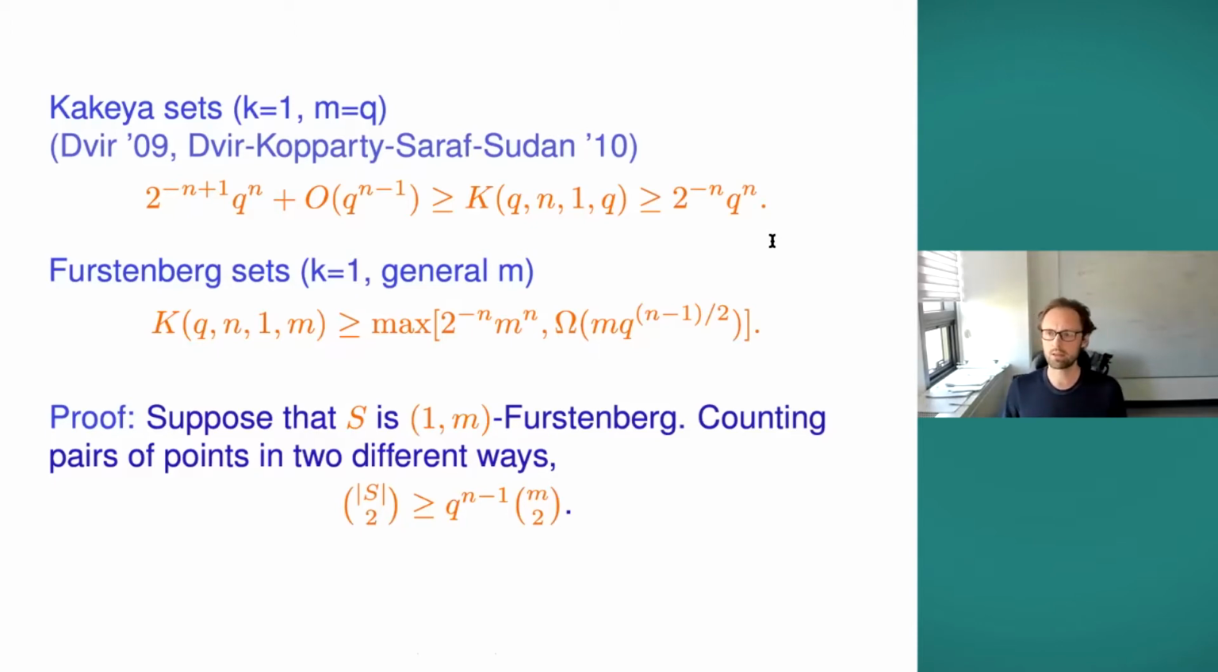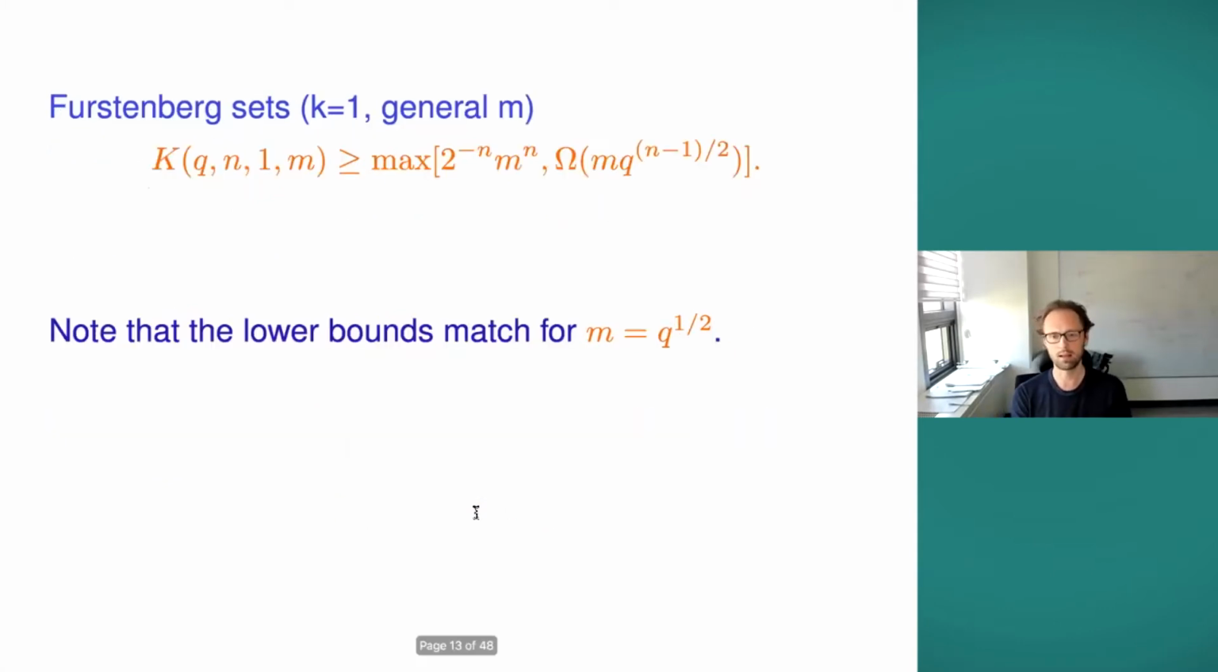This comes from counting pairs of points. Suppose that S is a Furstenberg set, then there are S choose 2 pairs of points. Now, since it's a Furstenberg set that intersects a line in each direction in at least m points, there are more than Q to the n minus 1 directions. And in each of these directions, we've accounted for m choose 2 pairs of points. And this is the trivial lower bound. These 2 lower bounds meet when m is square root of Q.